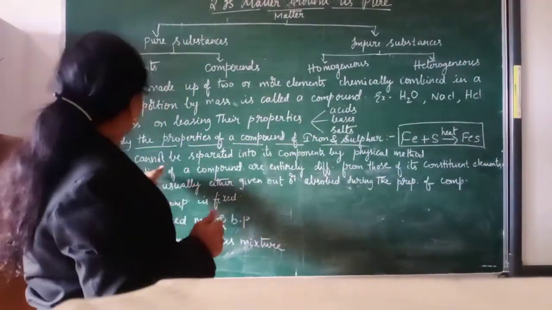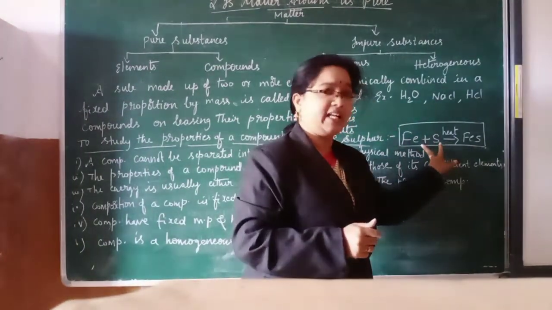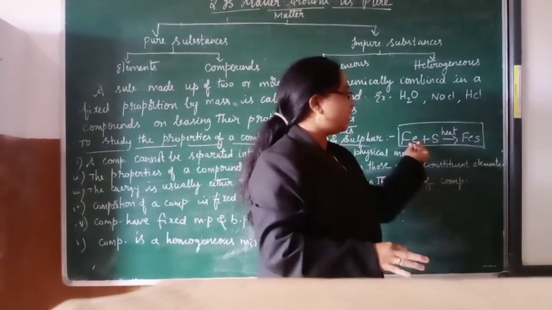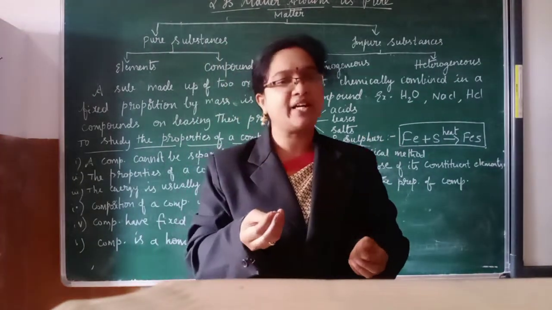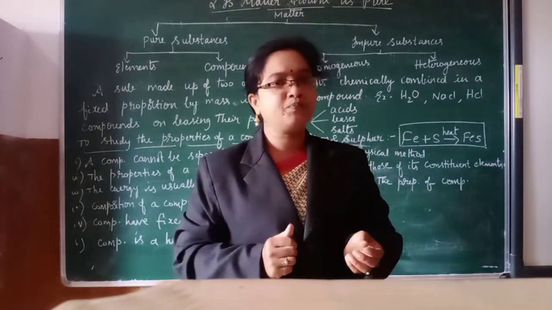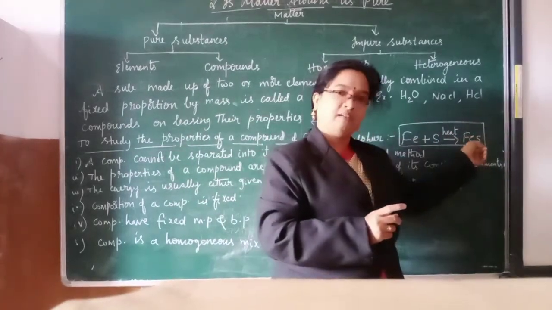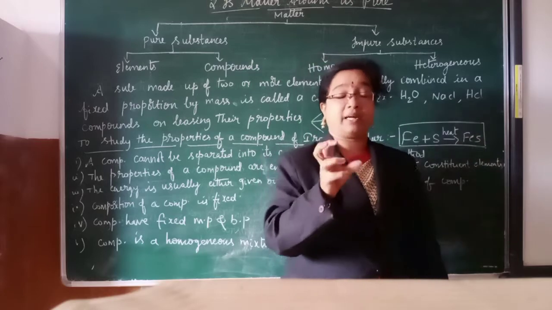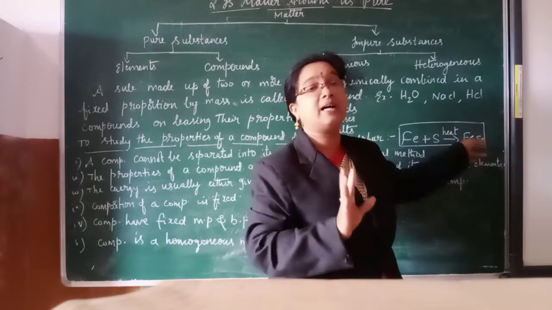For example, see here the properties of a compound. What substances have we taken here? Elements iron and sulfur. What did we get finally? Ferrous sulfide. Generally we know the general property of iron: it will be attracted by a magnet. If the same magnet is given to this compound, whatever iron is present here is unable to be attracted by the magnet.